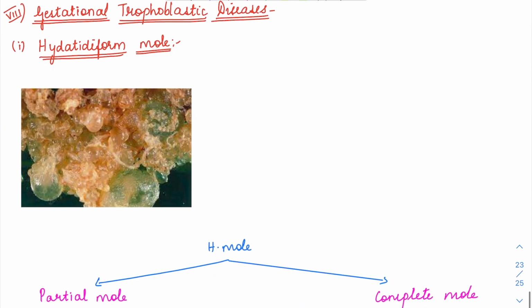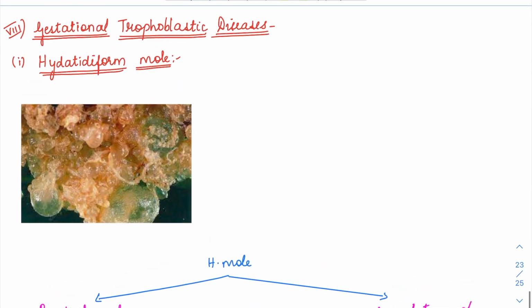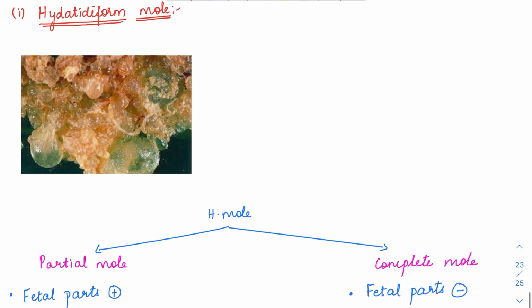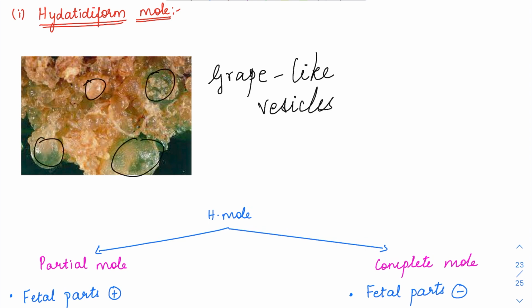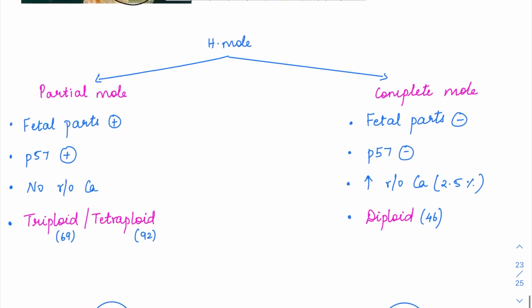So lastly, we'll see about gestational trophoblastic diseases. You must have heard of the name H mole or hydatiform mole. These are nothing but grape-like vesicles. On gross, if you see, there will be grape-like vesicles. These are all translucent vesicles which appear like grapes, right? Multiple grape-like vesicles will be seen in these H moles.